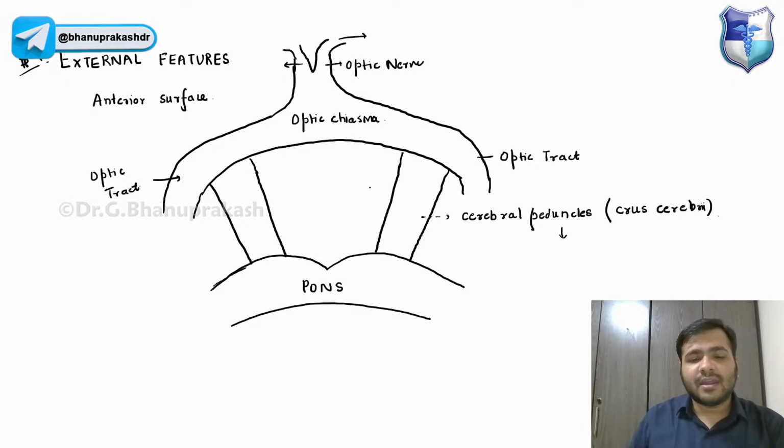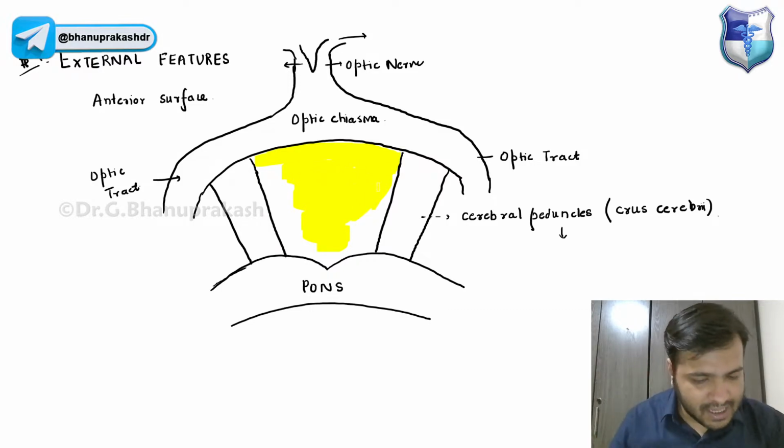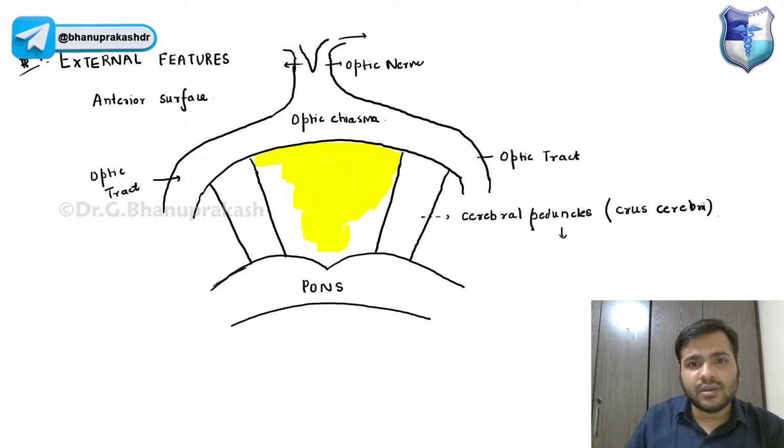Now, in between the cerebral peduncles, guys, this area which I'm highlighting over here is called the interpeduncular fossa. This is the thing which I will be discussing in the next slide. इंटर, दो पेडंकल के बीच में एक स्पेस देखने को मिलता है. We can find a space over here, guys, and that is called the interpeduncular fossa. Again, a very, very important topic.